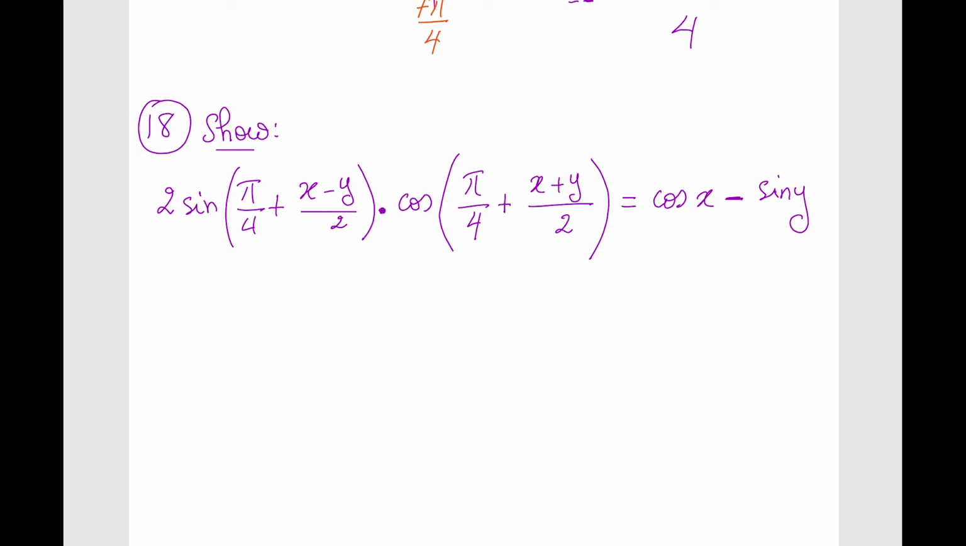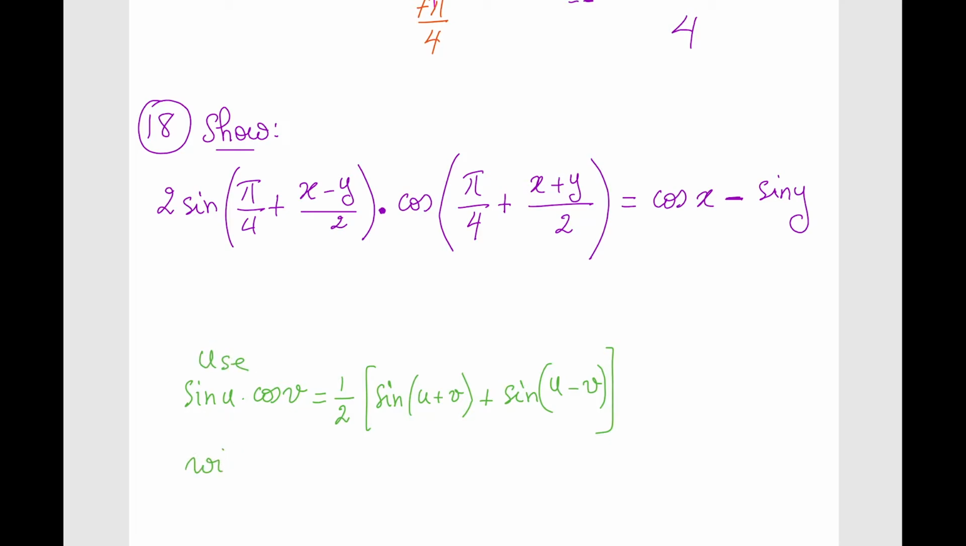Okay. So using the very first formula that I just showed you, let me write it again here. So let's use sine of u times cosine of v, and the formula says it's equal to half sine of u plus v plus sine of u minus v. Okay, so we're going to use this, and we're going to use it with what?